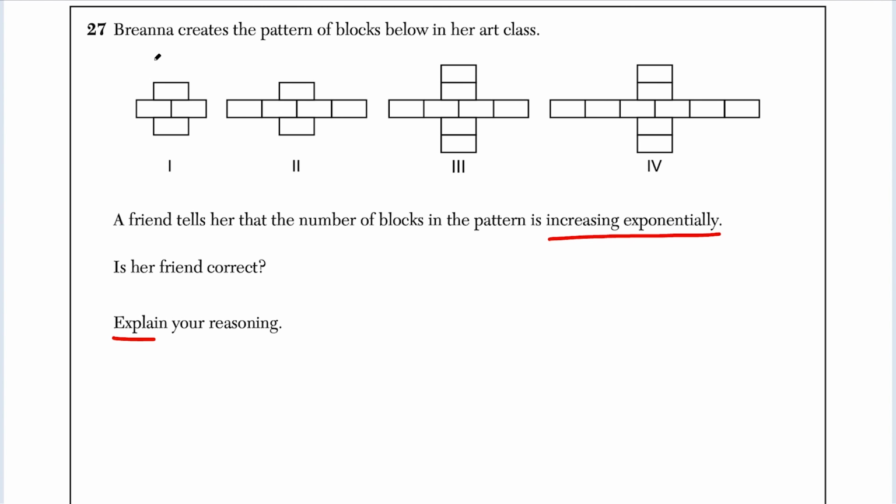So for the first one here, there are 4 blocks. And then for the second pattern, there's 6. And then if you count this out, we have 8 blocks. And then finally, we have 10 blocks. So now think about, how is it changing to get from one pattern to the next? What is the change here?